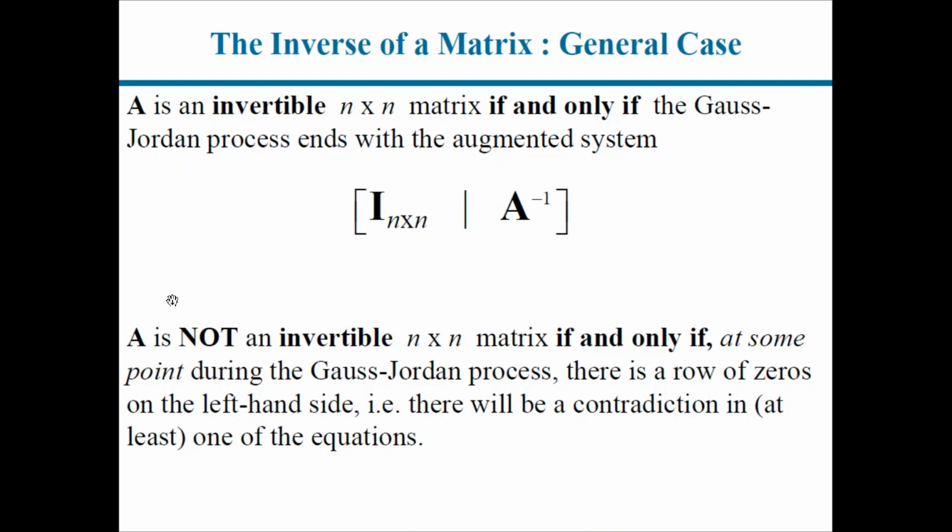Now, A is not invertible if and only if at some point during the Gauss-Jordan process we have a row of zeros on the left side, which means we have a contradiction somewhere. We remember when we were solving the linear systems, as soon as we hit a contradiction, which means a row of zeros on the left side and some number different from 0 on the other side, then we say, oh, this is a contradiction, the system doesn't have a solution. Something similar happens here. The system that I'm solving will not have a solution, therefore my matrix will not be invertible.